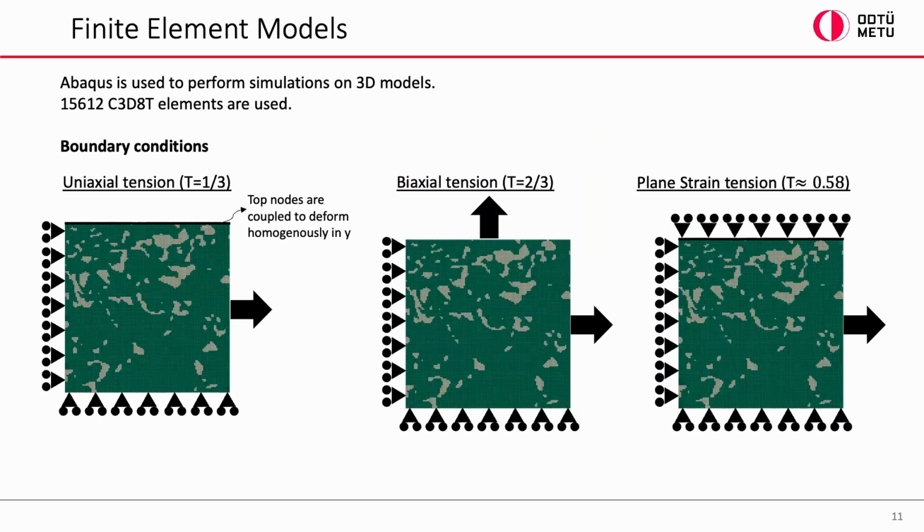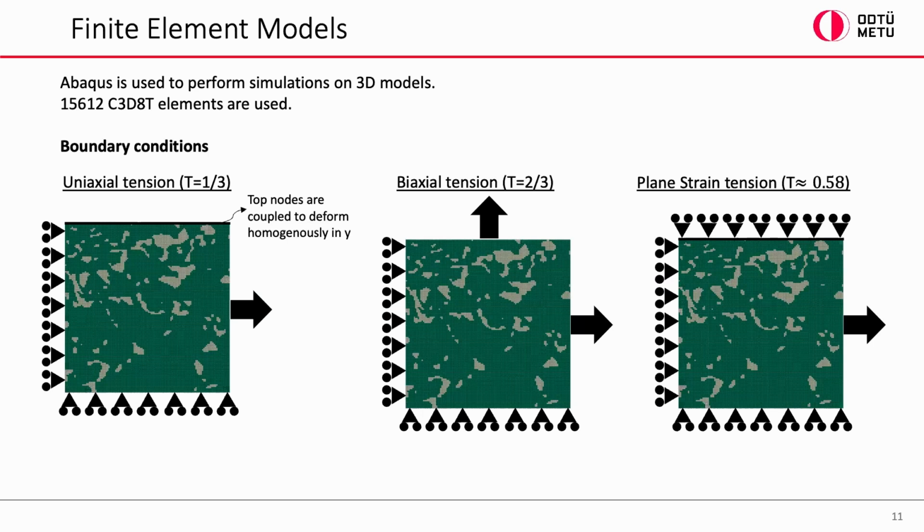So as I said, we are using Abaqus to do the simulations, and these are 3D plate models. So there's a very small thickness in the model, and we are using coupled temperature elements to model the phase field. For the boundary conditions, we are using 3 different stress states: uniaxial tension, biaxial tension, and plane strain tension. For all the models, we are using symmetric boundary conditions on the left and the bottom.